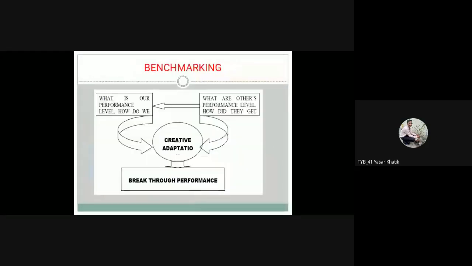Now you can see one image here showing benchmarking, before doing benchmarking and after doing benchmarking. On the left side, the top block shows what our performance level is, and here what others' performance levels are, and how they got it.